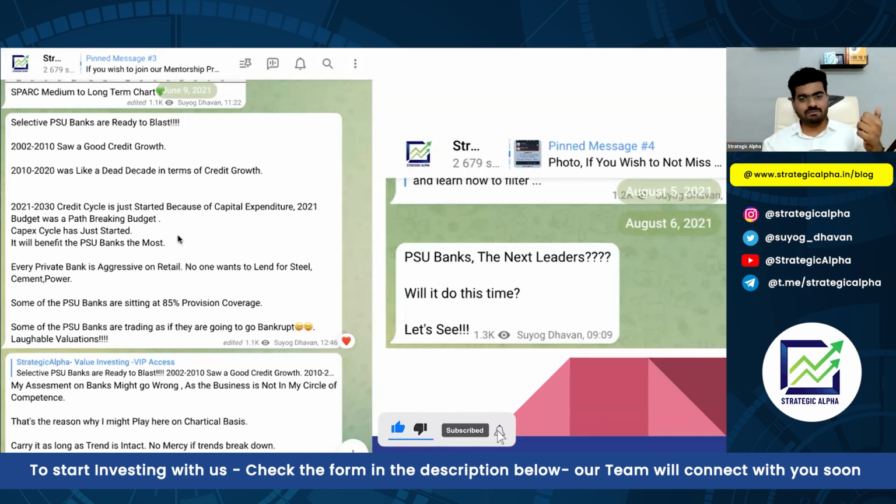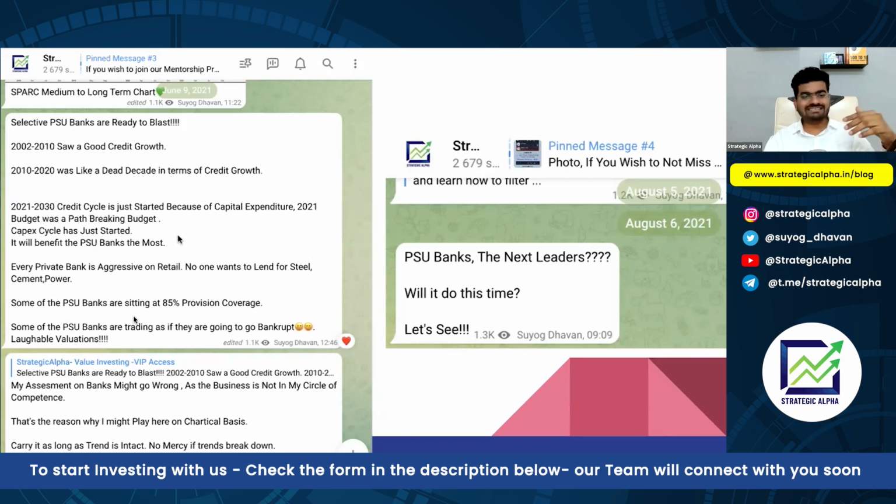There might be many other tools, but I had a fundamental view on PSU Banks. 2002 to 2010 saw good credit growth. 2010 to 2020 was a decade of dead growth for PSU Banks. 2021 to 2030, the credit upcycle has just started because of capex. Capital expenditure in the budget. So I was observing the budget. The capex cycle has just started. It will benefit the PSU Banks the most. Every private banker is aggressive on retail. No one wants to lend to steel, cement, and power. That was the time when I was talking about this in 2021.